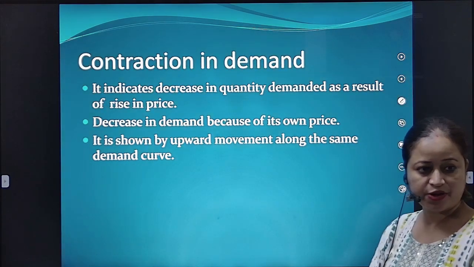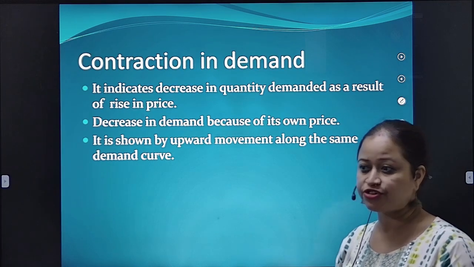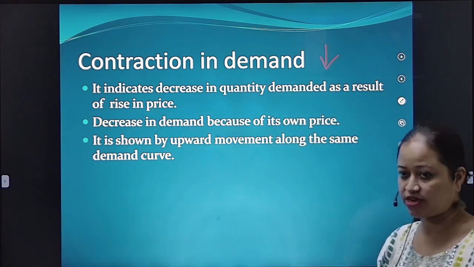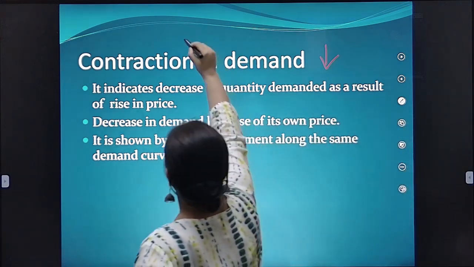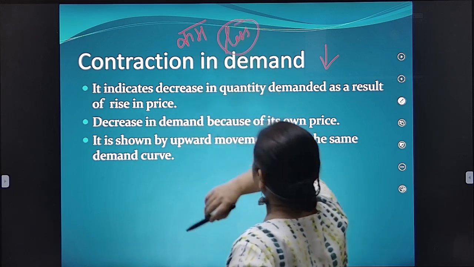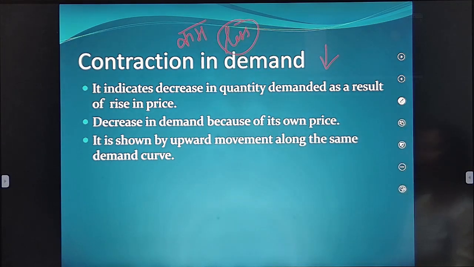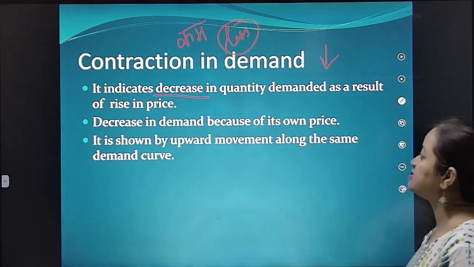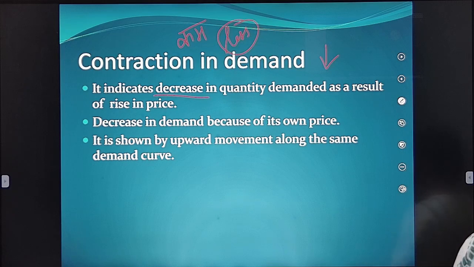Contraction in demand. Okay? So opposite to expansion in demand is contraction in demand. Contraction in demand मतलब demand को demand नीचे आना, demand कम हो जाना. Okay? Demand कम हो जाना, that is your contraction in demand, less. Okay? So demand is decreasing. So contraction in demand, it indicates decrease in quantity demanded, as a result of rise in price. Price बढ़ गया, इसीलिए आपका demand भी कम हो गया. Okay? So decrease in demand because of its own price, but not because of other factors.